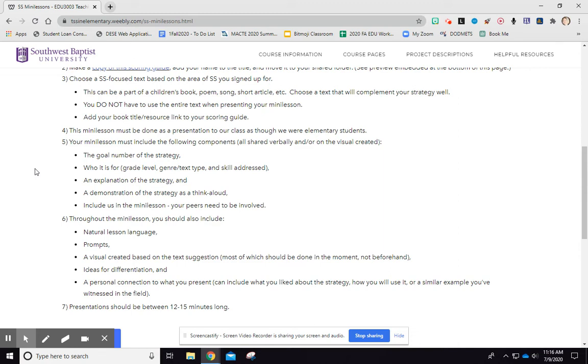You are going to do this mini lesson as a presentation to our class based on whatever grade level you choose. In the book, you'll notice that it gives the goal number, who it's for, and an explanation of the strategy, all within the book. So really, you're taking that information and explaining it as if we were elementary students.